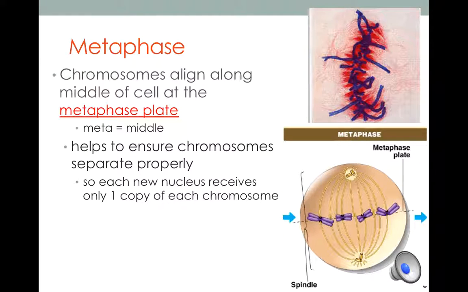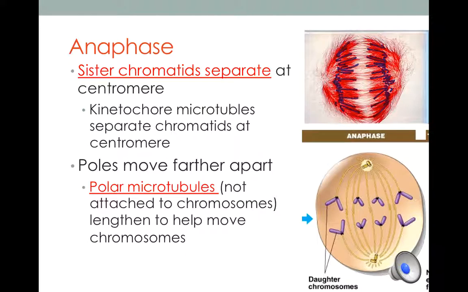Then the cell is going to move into metaphase, which is when the chromatids are lined up along the metaphase plate. The metaphase plate is just an imaginary line at the center of the cell where all the chromosomes are going to go to organize themselves. This happens so that the chromosomes can properly separate themselves, and the cell can more easily recognize that all the genetic material has been separated.